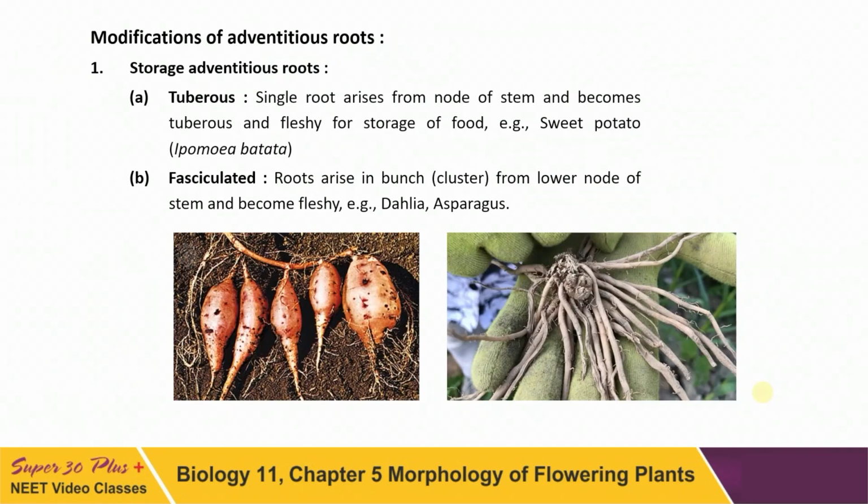Come to the next now. Modification of adventitious roots we have to see now. Adventitious roots may also get modified, the purpose being that they store food. You know the meaning of adventitious root? They arise from any part of the plant except the radicle. They never arise from the radicle. So if the purpose is storage of food, then they get modified.